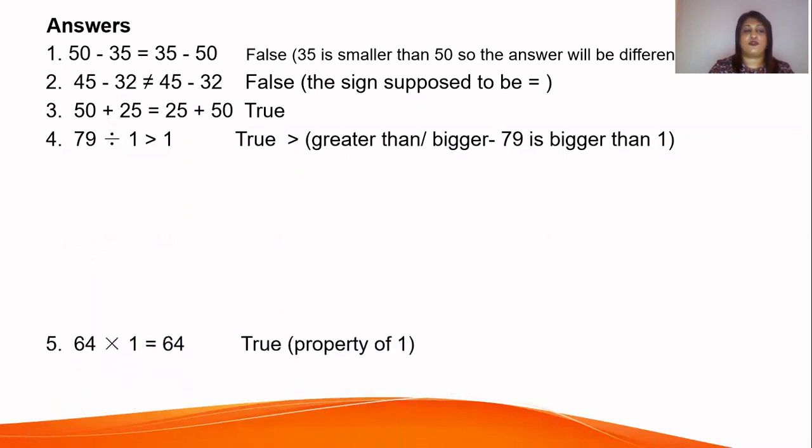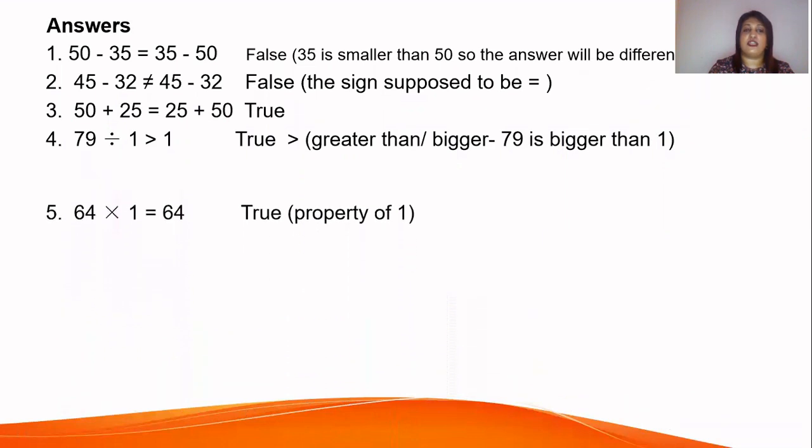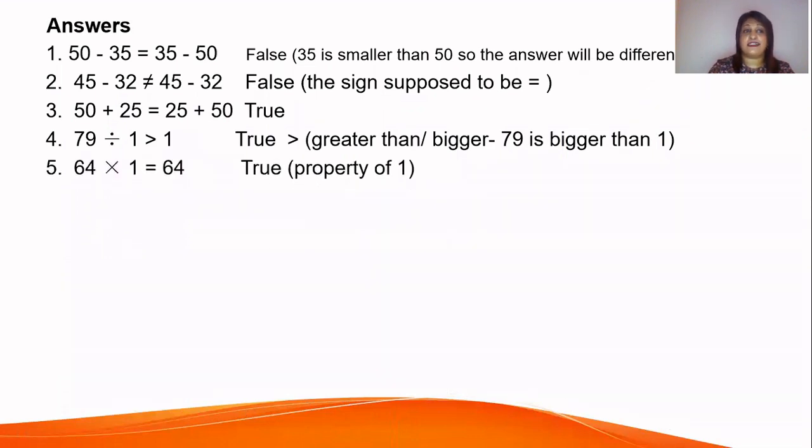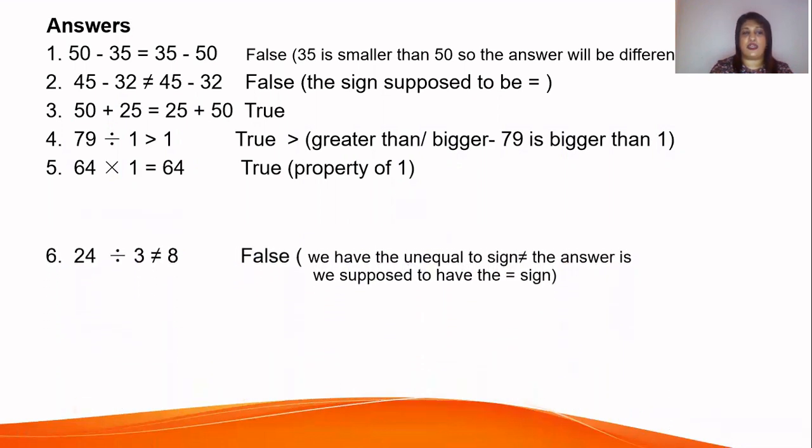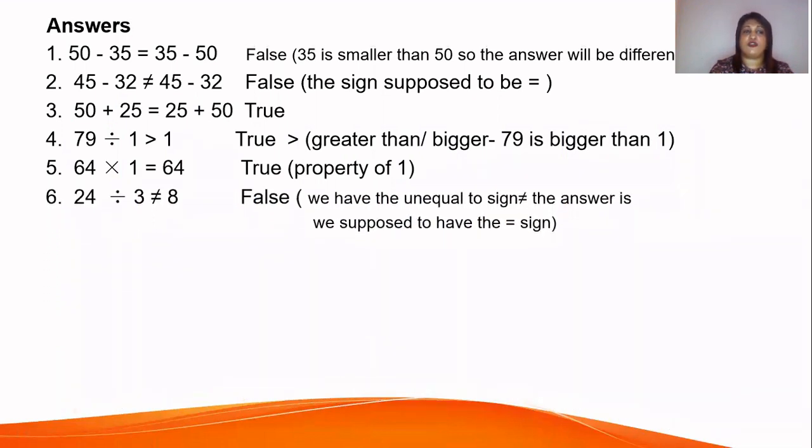Next one, 64 times 1 is equal to 64. True. Again, property of 1, which we'll do just now. 64 times 1 is equal to 64, which will mean any number times 1 will be the same number. Next one, 24 divided by 3 is not equal to 8. That is false because we've got 8 groups of 3 in 24, so my answer will be 8. So 24 divided by 3 is 8. The answer is false because we're supposed to have an equal to sign, not the unequal to sign. So there's the equal to sign here. We're supposed to replace it with that. So the answer is false.